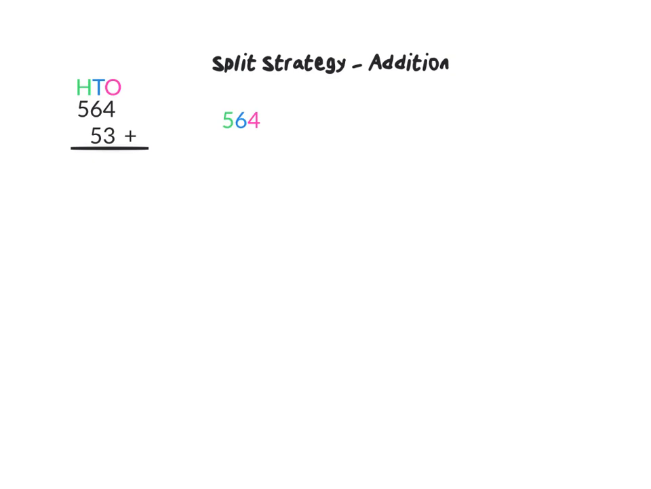Now if we look at our 4 ones in 564, it has a value of 4. Alright, let's check out the 6 in 564. The value of 6 tens is 60. Finally, let's look at the 5 in 564. The value of 5 hundreds is 500. So when we're talking about the parts of the number to split it up into, we're talking about each digit's value.